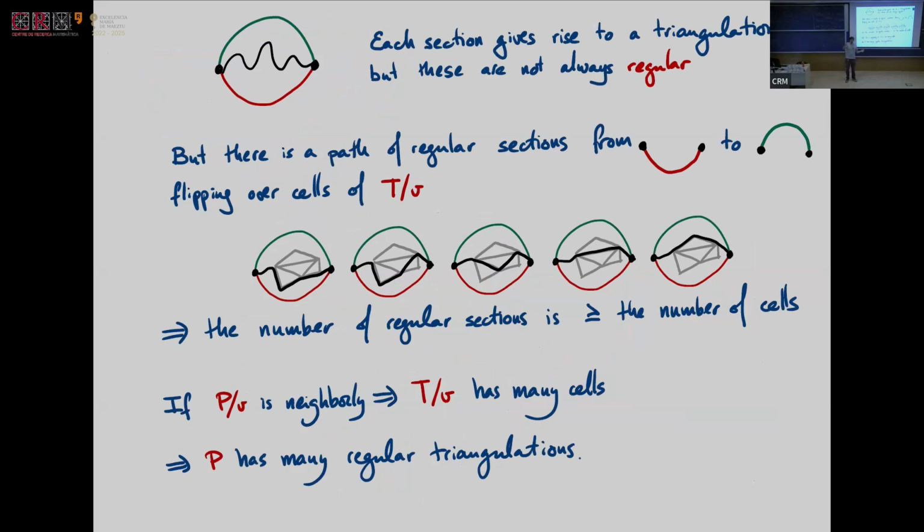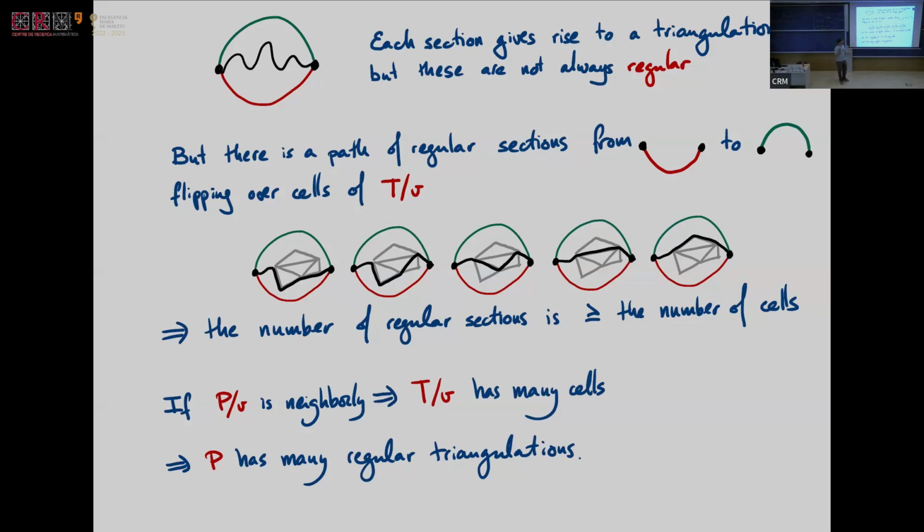And you have as many small flips as happen in this path from one to the other. Since my polytopes were neighborly and there were a lot of faces, you have to flip through a lot of faces, and this gives you the bound. And this is the proof.